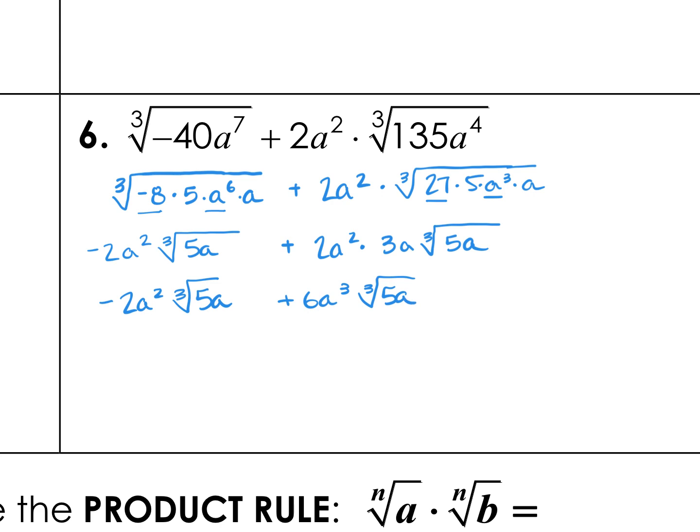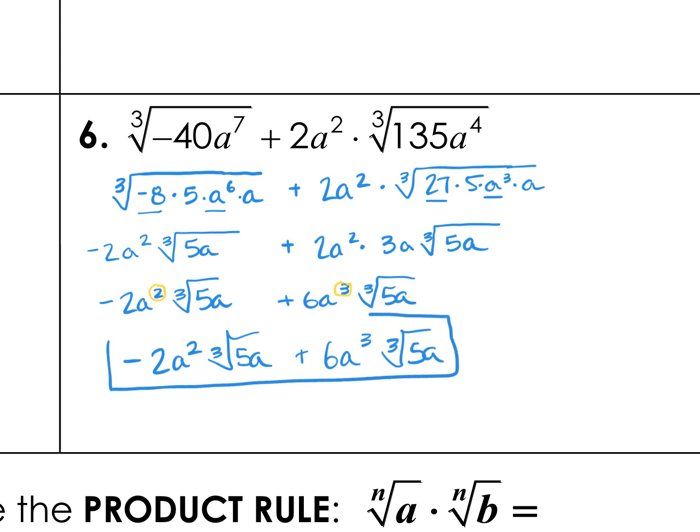Once you get to this point, you should notice that this exponent and this exponent are not the same. So you do not actually have like terms. So negative 2a squared cube root of 5a plus 6a cubed, cube root of 5a. Even though the cube roots of 5a are the same, the variables in front are not. So that's our final answer.